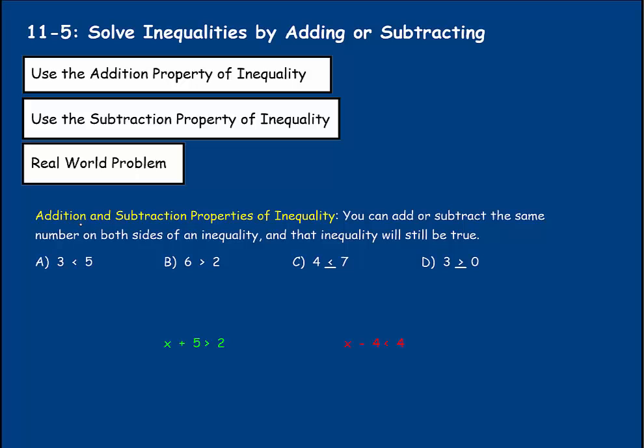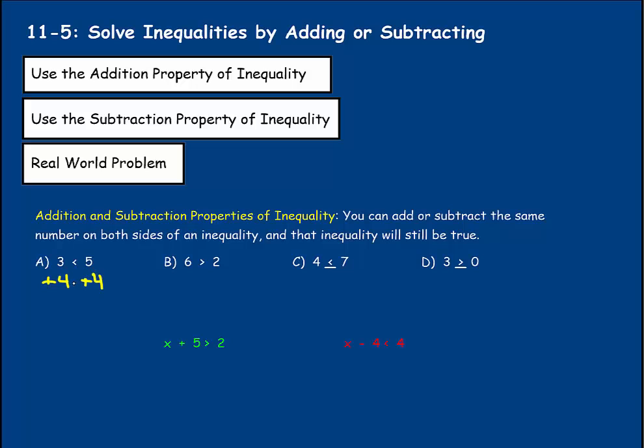First, let's learn about the addition and subtraction properties of inequalities. And that tells you that you can add or subtract the same number on both sides of an inequality, and the inequality will still be true. So let's actually test that theory out. We have 3, which is less than 5, and that's a true statement. 3 is less than 5. What if we add 4 to both sides? Is that still going to be true?